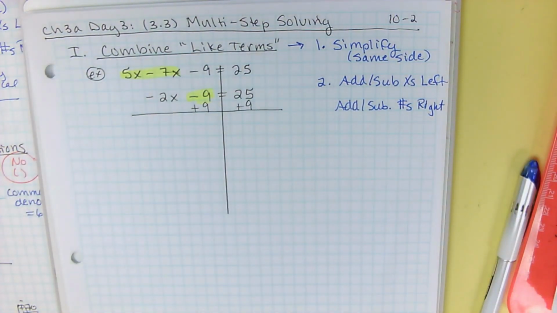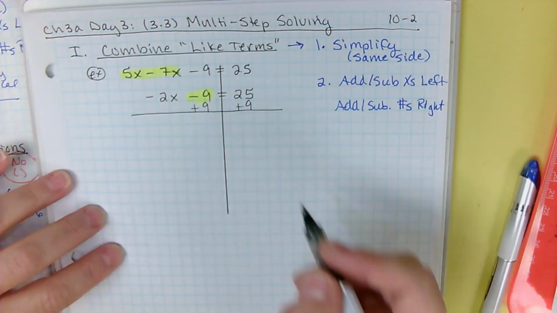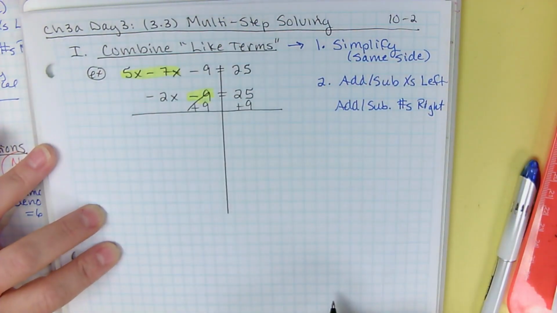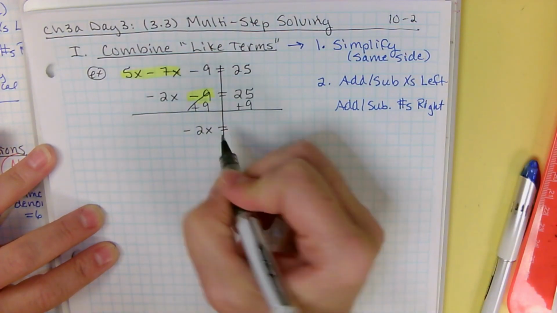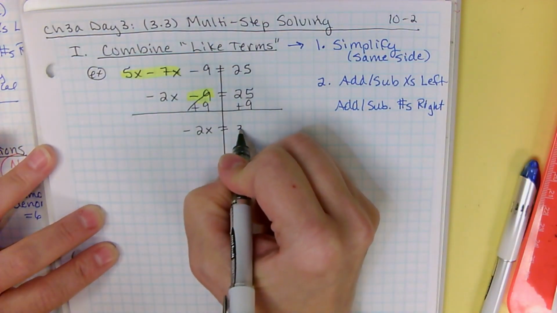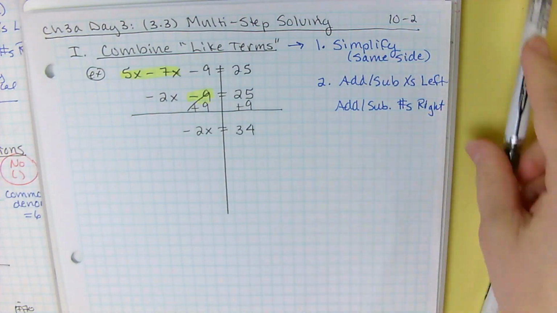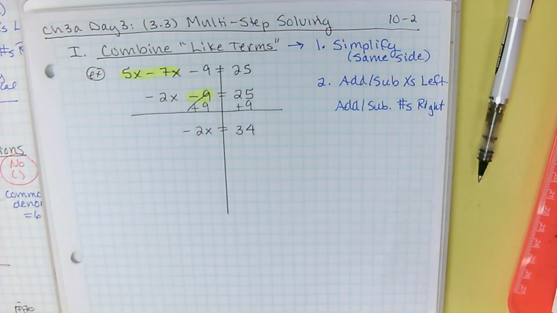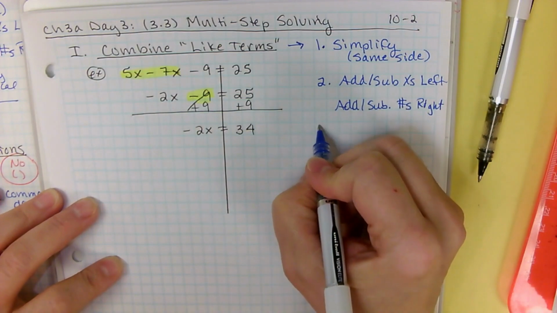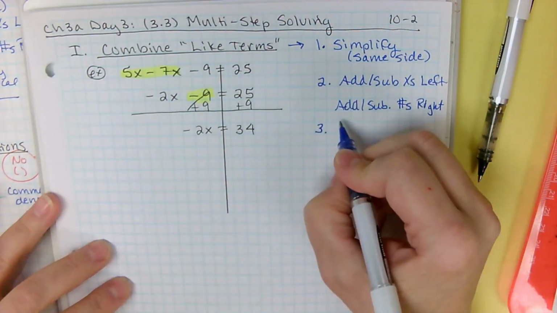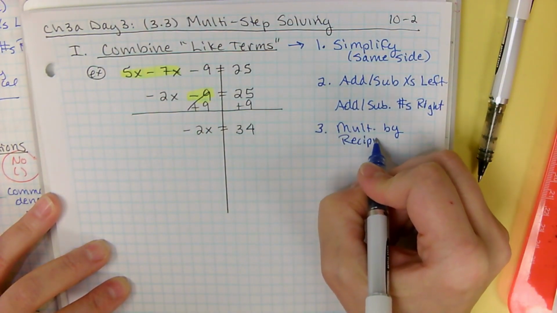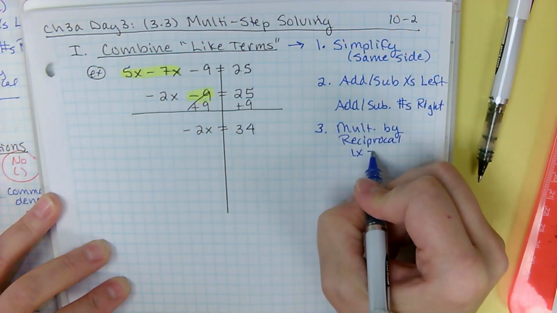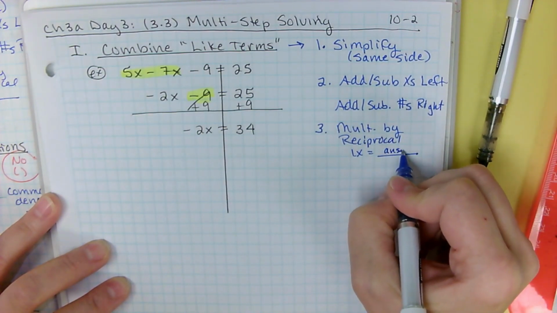Really important in solving is you're always doing the same thing to both sides of the equal sign. So 9 minus 9 goes to 0. That's what happens when you add opposites. And then negative 2x is alone, and 25 plus 9 is 34. The x's are left, the number terms are right. So now we're ready for the step that we learned on Friday, which is to multiply by the reciprocal. And we want a 1x equals your answer.